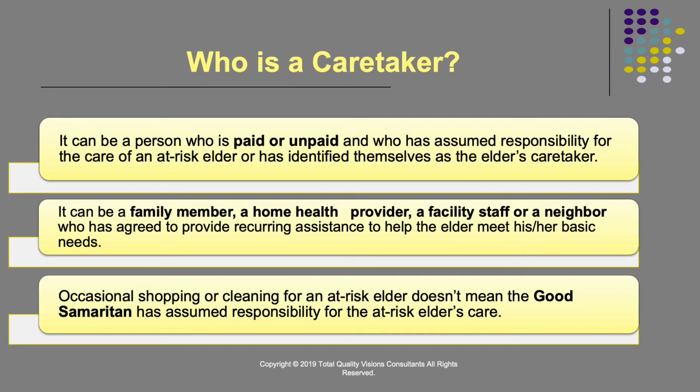A caretaker can be a person who is paid or unpaid and has assumed responsibility for the care of an at-risk elder or has identified themselves as the elder's caretaker. It can be a family member, a home health provider, a facility staff, or a neighbor who has agreed to provide recurring assistance to help the older person meet his or her basic needs. Occasional shopping or cleaning for an at-risk elder does not mean the Good Samaritan has assumed responsibility for the at-risk elder's care.